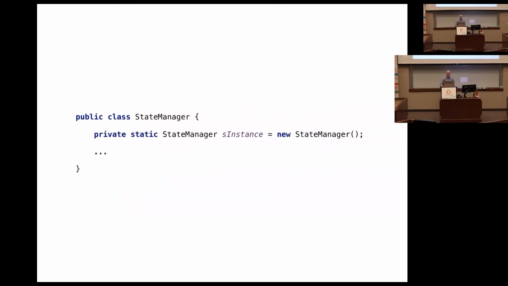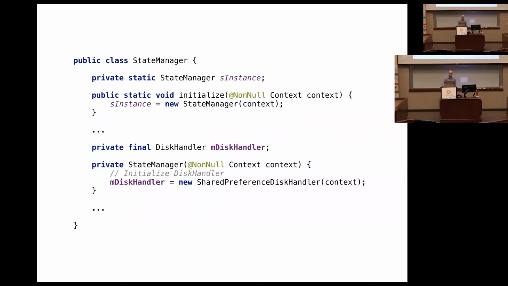All right, so how does this affect our state manager singleton? Well, we need a context now. So what we actually need is a way to initialize this singleton with our context. There's a bunch of stuff you could do here to make this a little more thread safe, but I'm just sketching it out here. So we have this initialize method that'll make our instance, and in our instance, we're going to get our disk handler reference given our context.